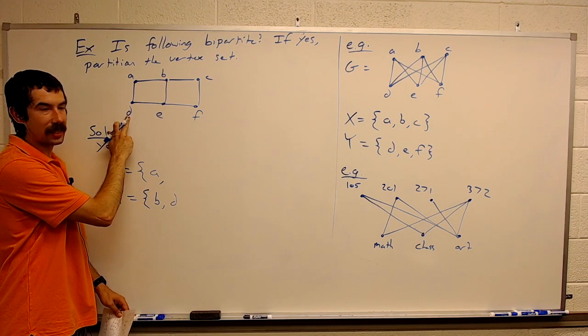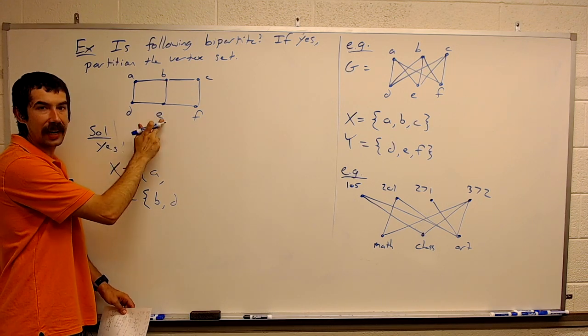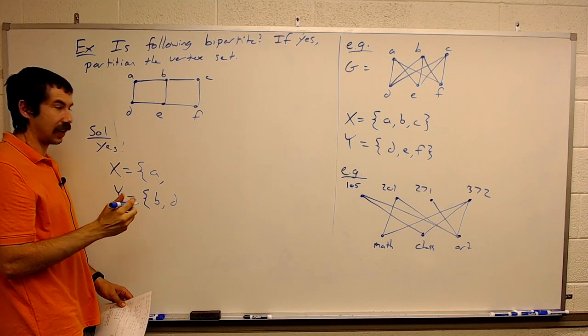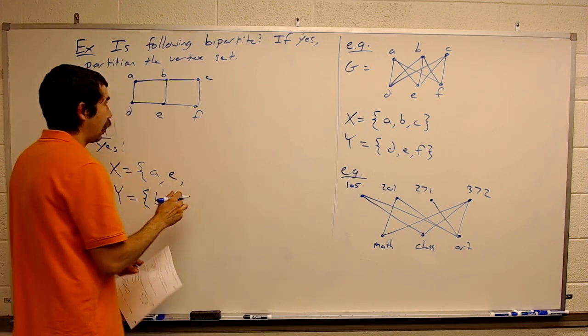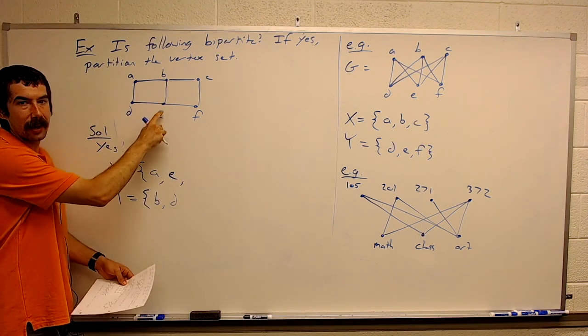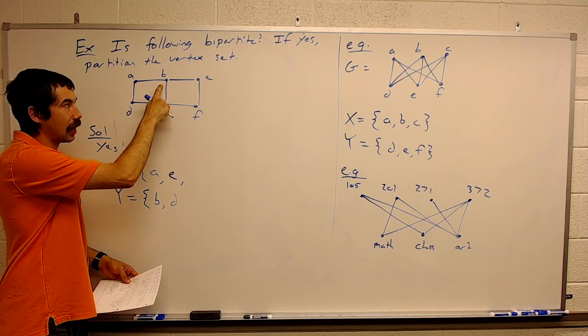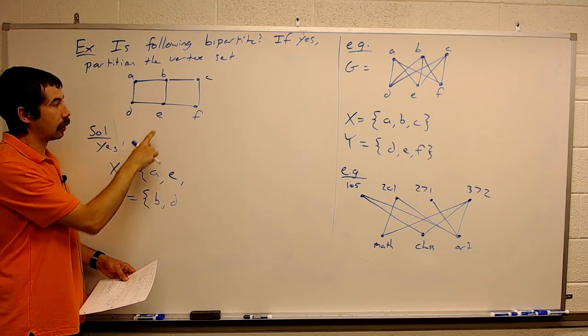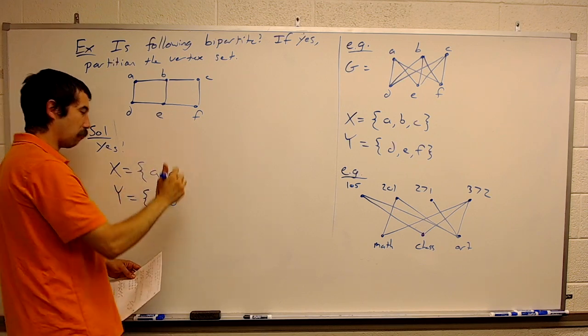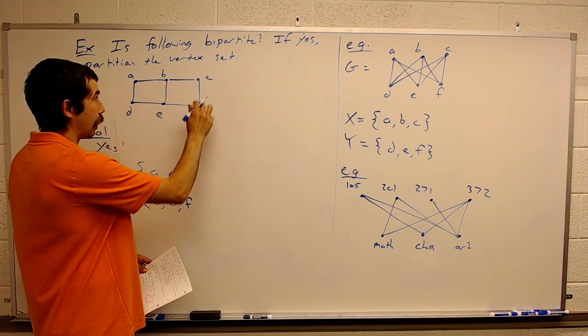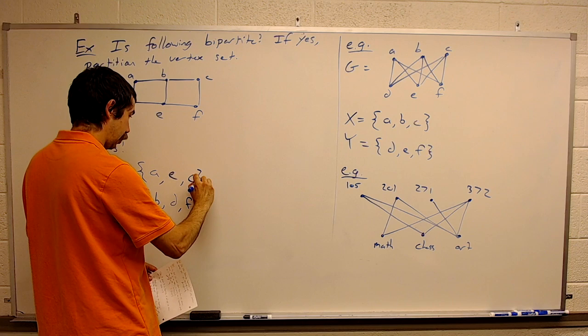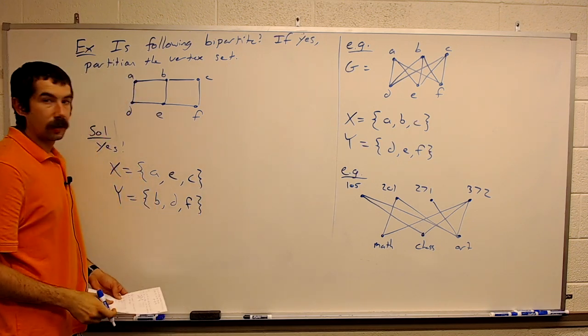Well, if D is in the y set and there's an edge from D to E, E must be in the x set. No issues here, right? B is also in y. This edge is good. E is in x, so F has to be in y, and C has to be in x.